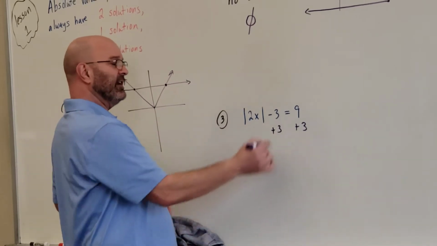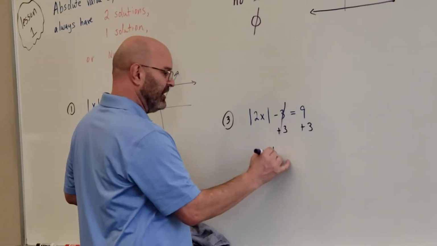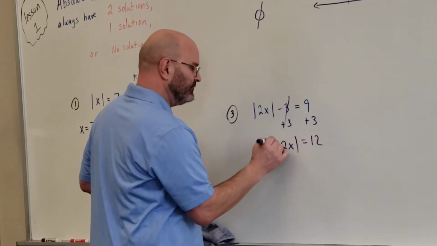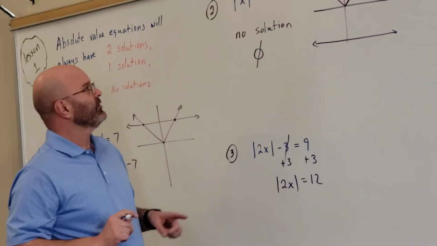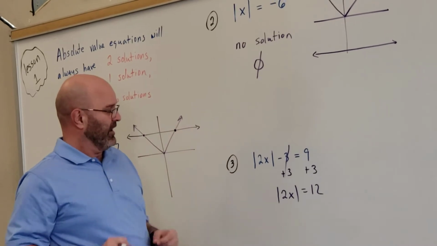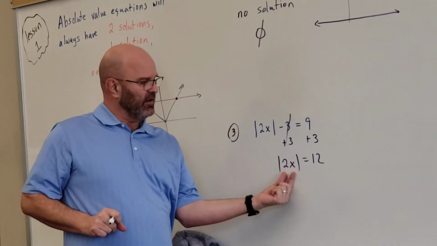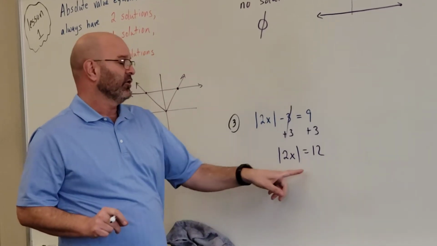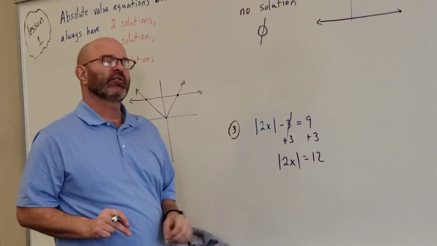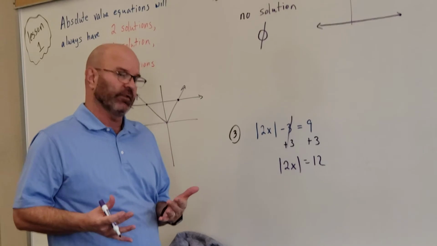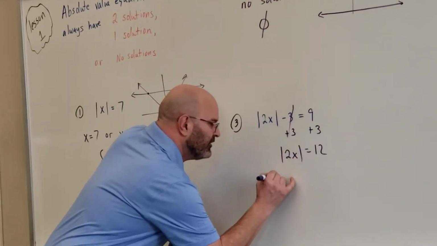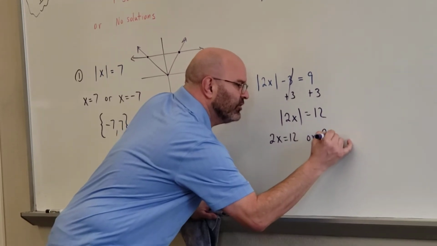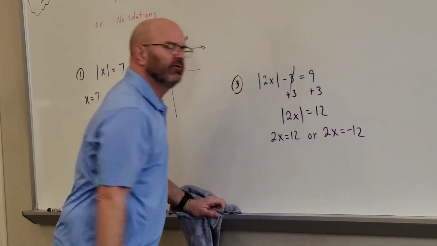So when I do that, the -3 and 3 cancel, and I get absolute value of 2x equaling 12. Now we're to the point that we were on the last 2 problems. I'm going to take what's inside and equal it to 12, and I'm also going to equal it to -12. Notice the number on the right is positive, so we should be getting solutions. What's inside could equal 12, or what's inside could equal -12.